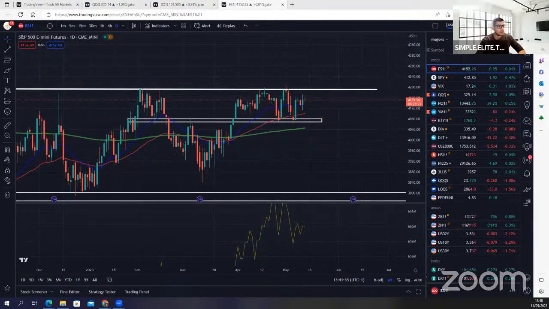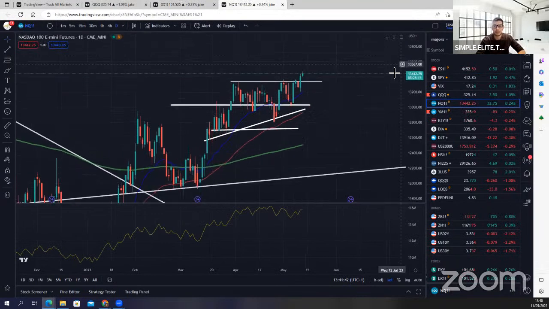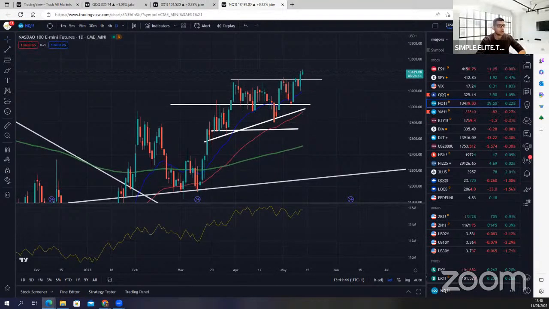I'm not convinced. Why? Because Nasdaq is breaking the resistance level and the S&P didn't. So maybe because the technology indices are more bullish, but I think we can see some fake move on Nasdaq as well.